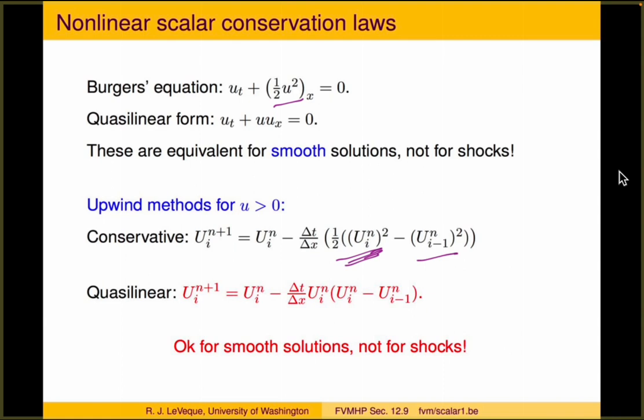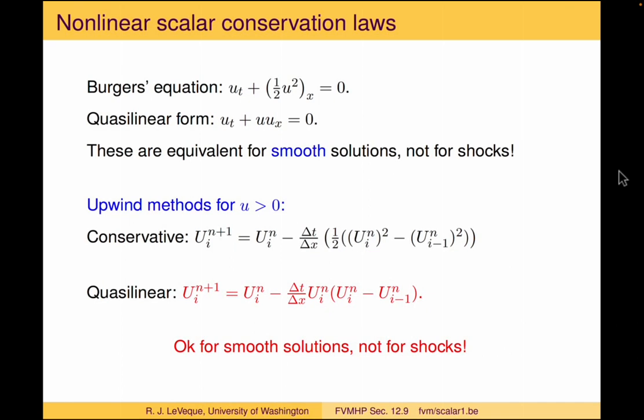But another way you might think about doing this is to start with the quasi-linear form, u_t plus u u_x equals 0, and do exactly what we did for the advection equation, taking u times (U_i minus U_{i-1}), only now the u out in front is no longer a constant, it's U_i^n itself. You could view this as an Upwind discretization of the u_t plus u u_x equals 0 equation in the case where u is positive. For smooth solutions, these two methods are pretty comparable, but once you have a shock wave, they can give very different results. So, just one example.